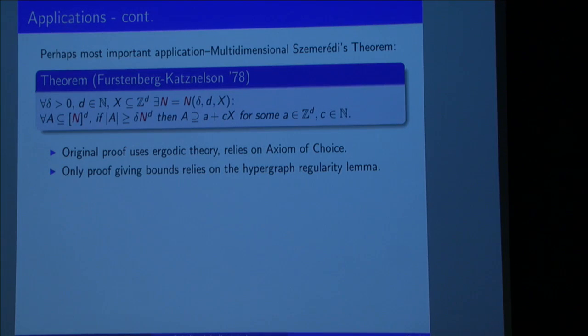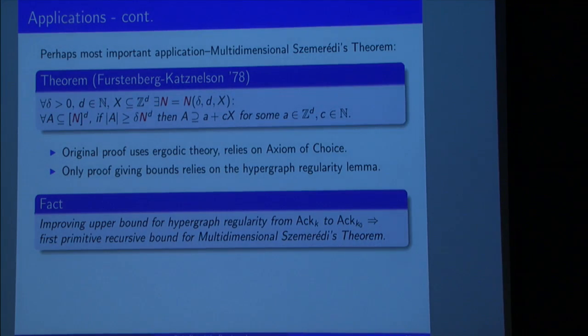And the only proofs that give actual bounds rely on the hypergraph regularity lemma. This is, by the way, not the case for Szemerédi's theorem, the one for arithmetic progressions. There we know better versions that do not go through the graph regularity lemma. Here, this is not the case. This is also an interesting open question.